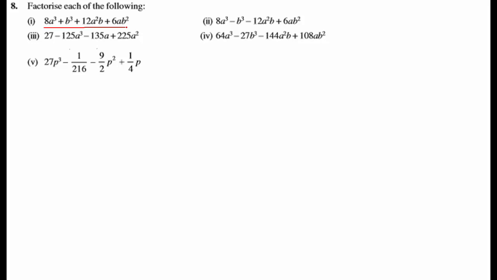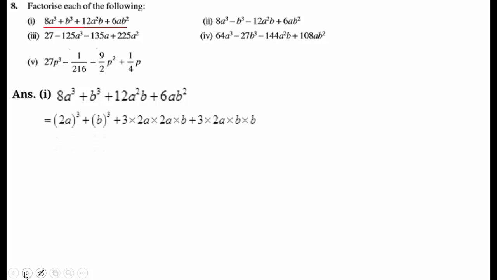Now we have to make a³ + b³ + 3a²b + 3ab², and that will be (a + b)³. So our question is 8a³ + b³ + 12a²b. We can write this as (2a)³, which is 8a³, and this is b³.